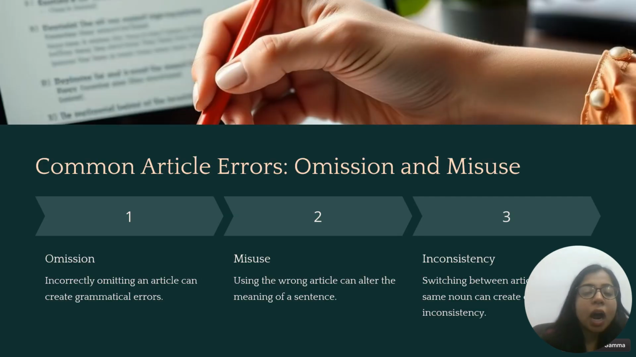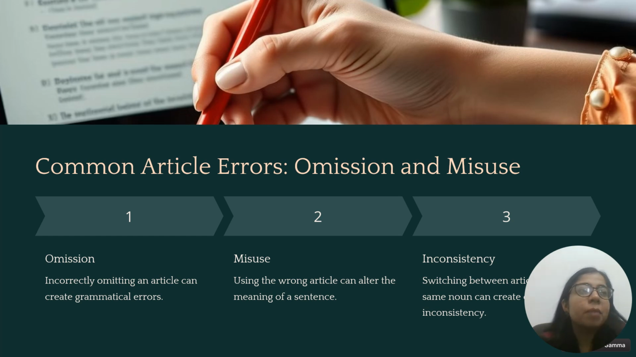Next is common article errors, omission and misuse. What are the common errors in articles? First is omission. Incorrectly omitting an article can create a grammatical error. When we omit an article, we think it's a zero article, but no, it's not a zero article. Then it creates problems.